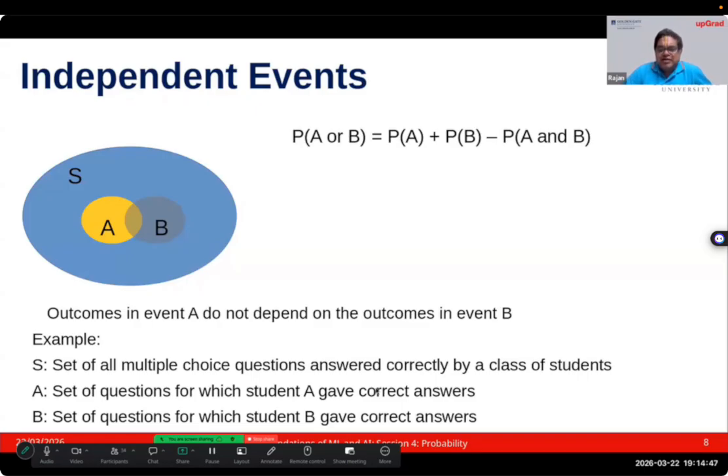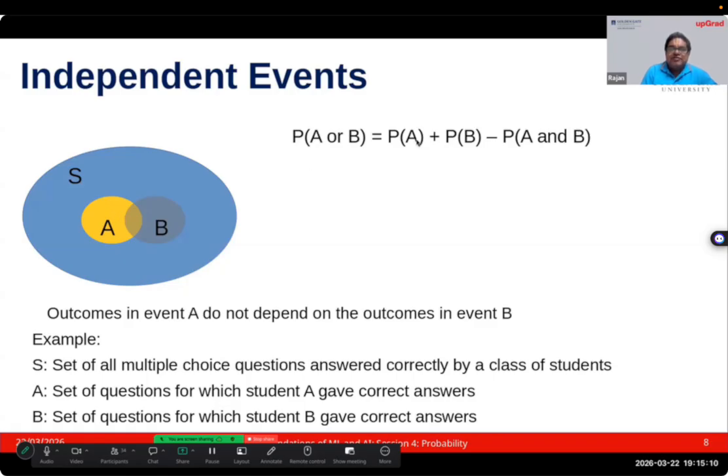The mathematical expression for these kinds of events, where an outcome can be in event A or in event B, when these two events have some intersection. Okay, the probability is given like this.